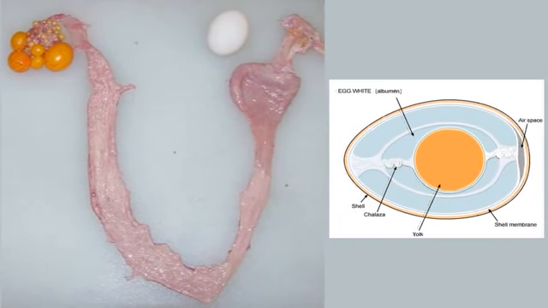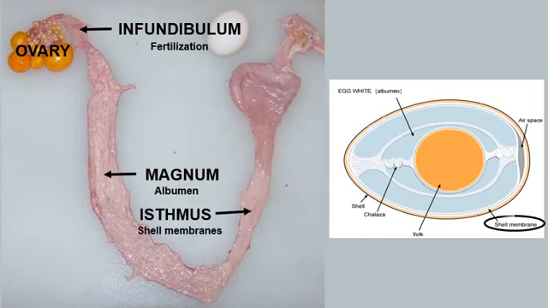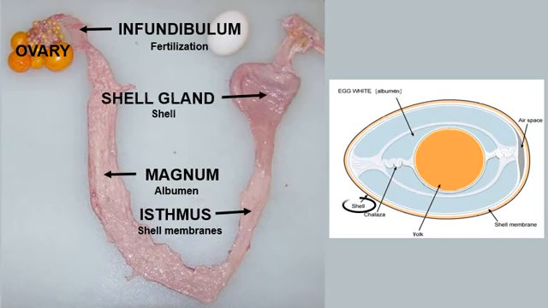So the assembly line for the creation of an egg includes the ovary, where we find the yolk, the infundibulum, where fertilization takes place, the magnum, where the albumin and chalaza are added, the isthmus, where the shell membranes are added, and finally the shell gland, where the shell is added.